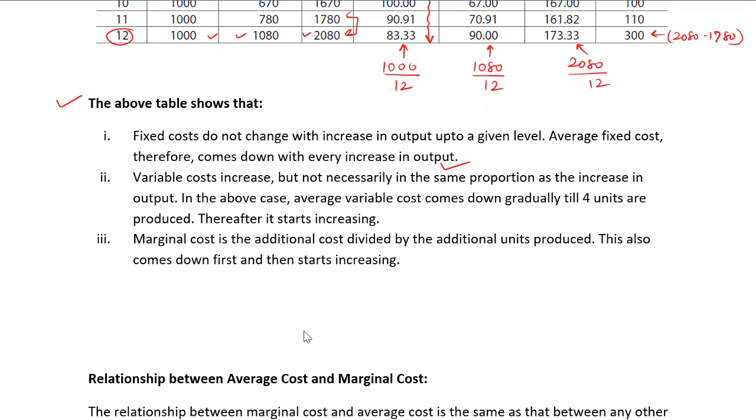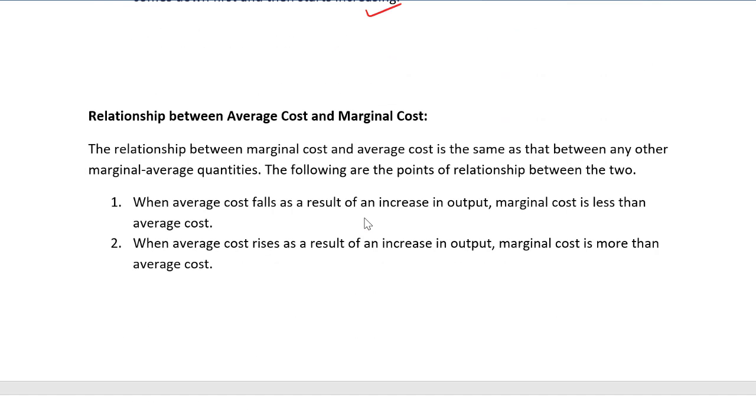Variable cost increases, but not necessarily in the same proportion as the increase in output. In the above case, average variable cost comes down gradually till 4 units. Thereafter it starts increasing. So it's possible. Marginal cost is the additional cost divided by additional unit produced. This also comes down first and then starts increasing. Let us continue and see the relationship between average cost and marginal cost.